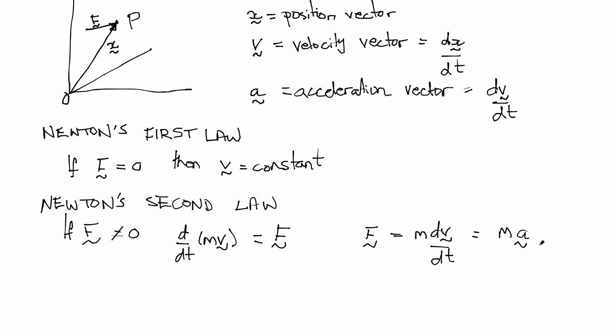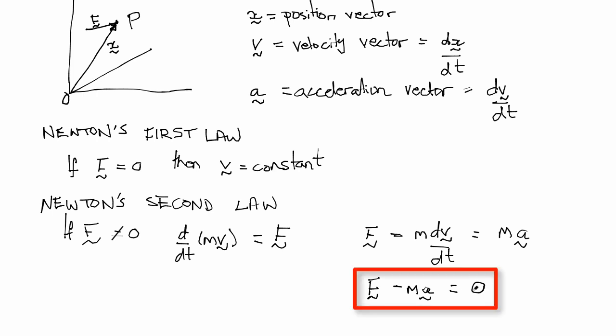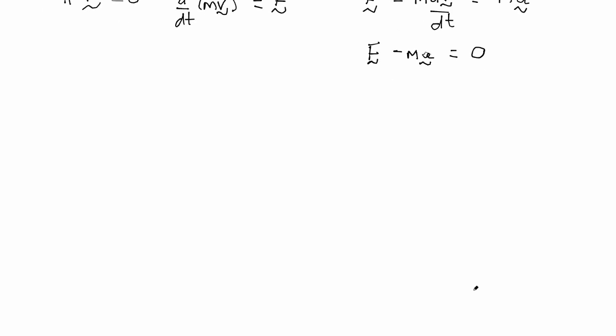And so this is the famous F equals ma, or I like to write it as the force balance, F minus ma equals 0. The external forces and the inertial forces balance. So ma is called the inertial force.